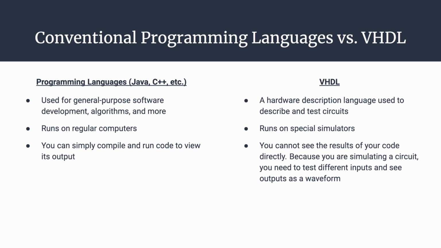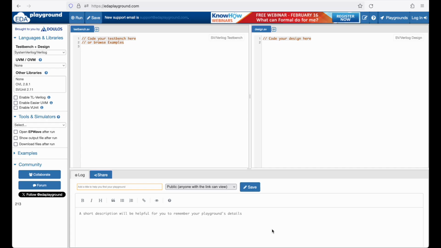Since you're designing a circuit, the only way to run it is to test different circuit inputs and see the value of the outputs. Alright, with these concepts in mind, let's go to our IDE to learn how to use this language. The environment we'll be using is EDA Playground. To get to EDA Playground, go to edaplayground.com and then go to Log in at the top right.